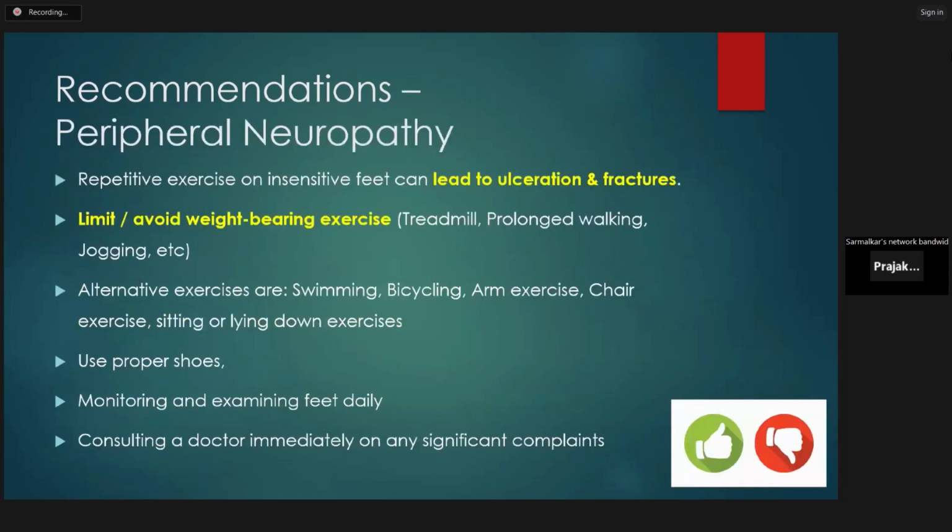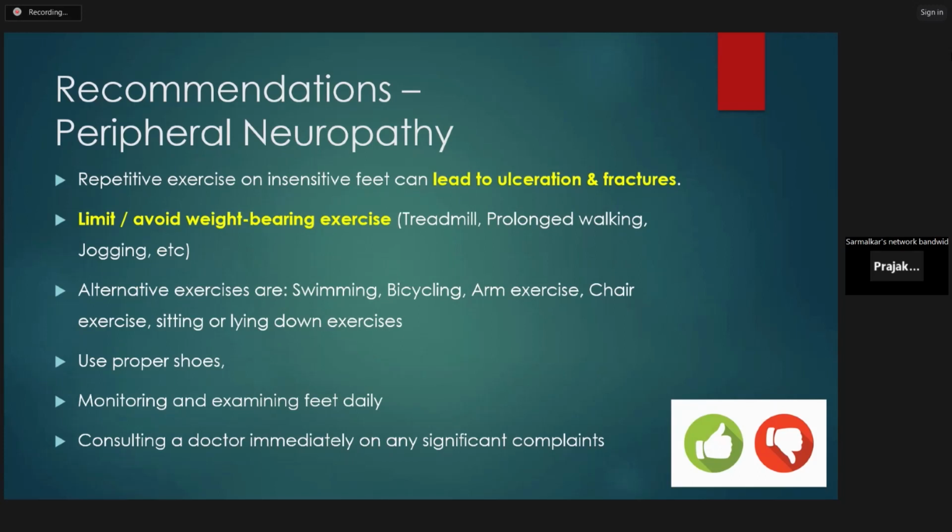Quickly coming to the recommendations for peripheral neuropathy. If you are doing any repetitive exercise on a foot that has lost sensation, it is going to lead to ulceration and fractures. So please avoid anything that is weight-bearing exercise. So what is the alternative for exercise for those who have peripheral neuropathy? We usually suggest swimming.